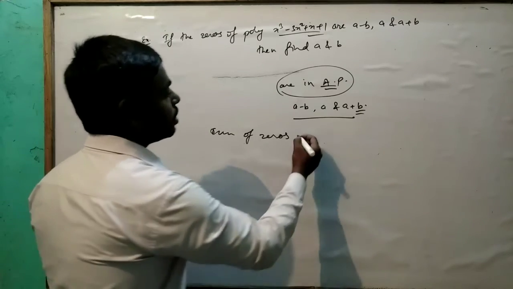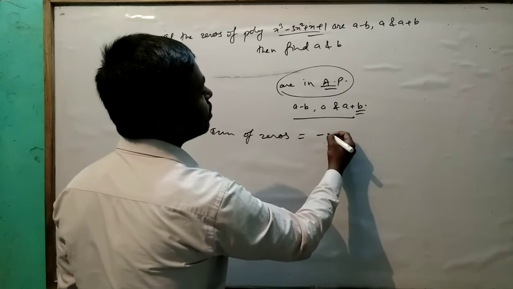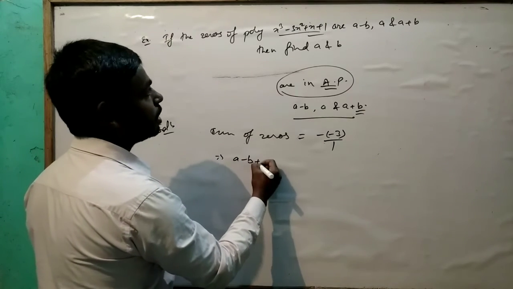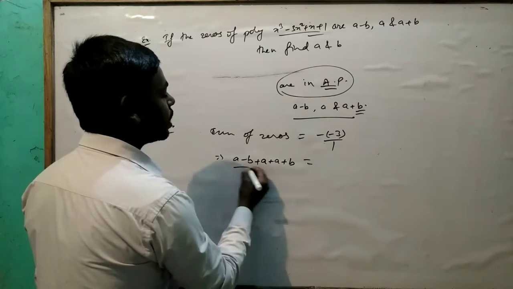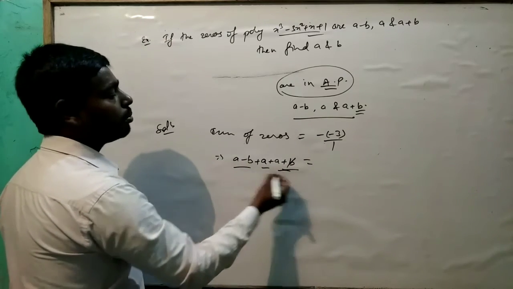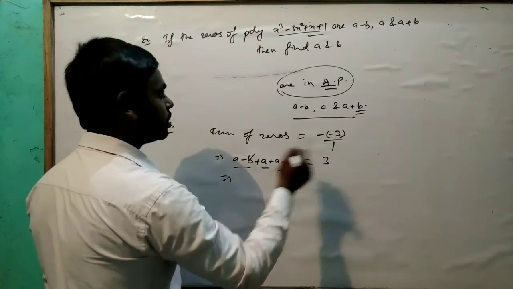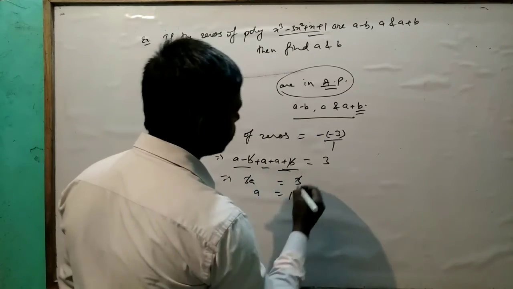Sum of zeros is minus b by a, so minus b by a is minus 3 by 1. Sum of zeros is a minus b plus a plus b. These are the three zeros. When b and b get cancelled, here it comes minus 3. 3a is equal to 3, and a is equal to 1.